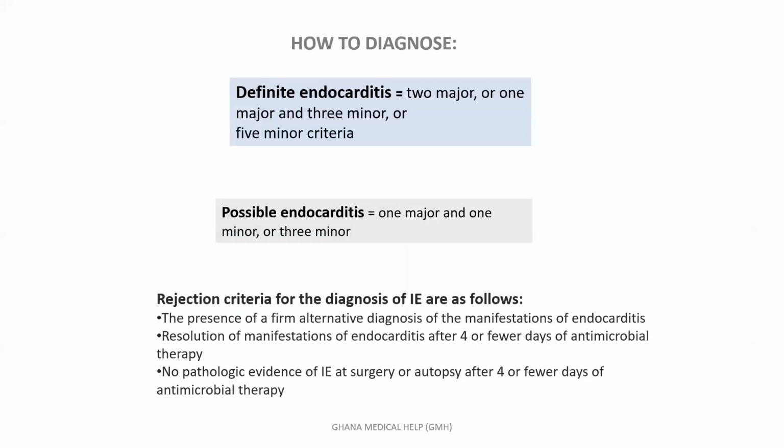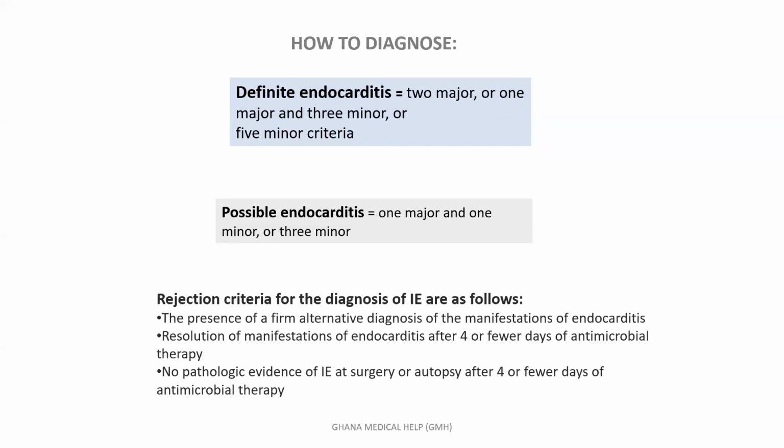So for a diagnosis of infective endocarditis to be made, for definite endocarditis, you need 2 major criteria or 1 major criterion and 3 minor criteria or 5 minor criteria. For a possible endocarditis, 1 major criterion and 1 minor or 3 minor criteria.